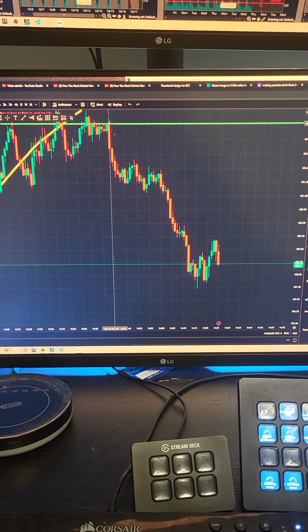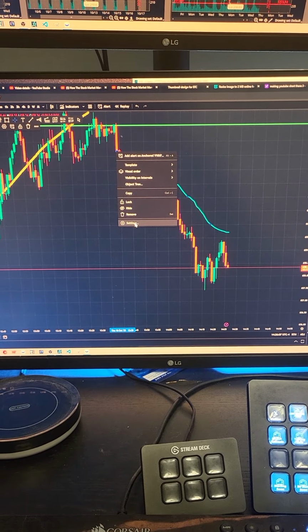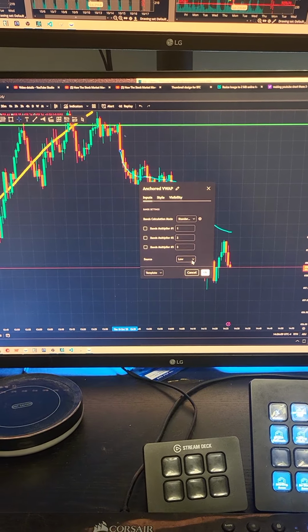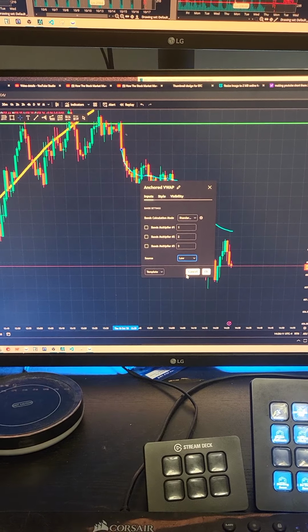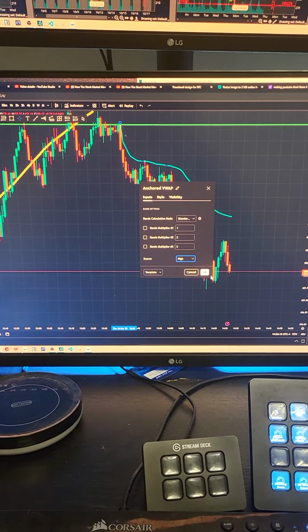Ready? Watch. Boom. Oh, never mind. Sorry, because the settings are wrong. We must anchor to the high here. Again, whenever you're tracking bearish moves, you anchor to the high. I still didn't change that. Anchor high. Yeah, hit OK.